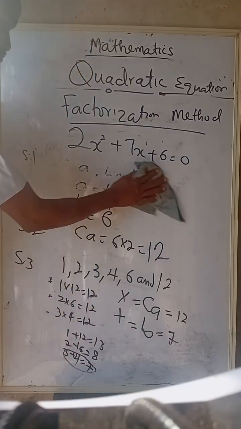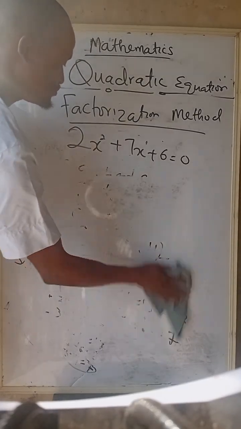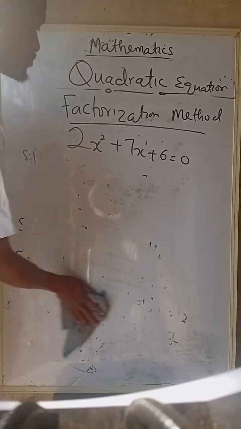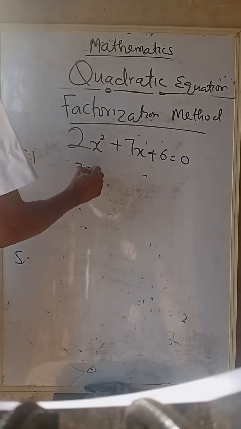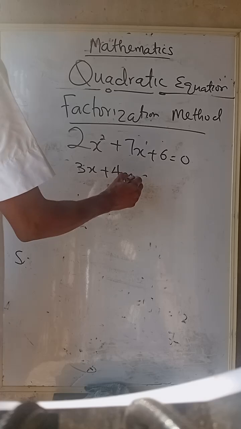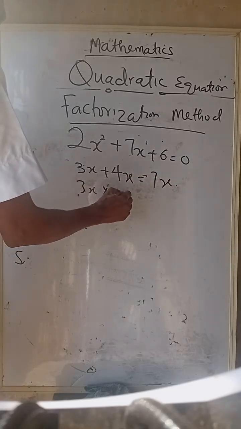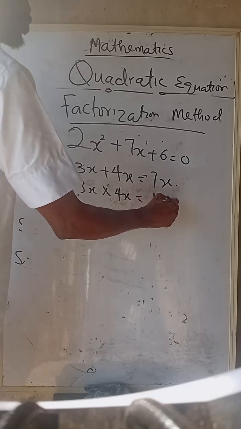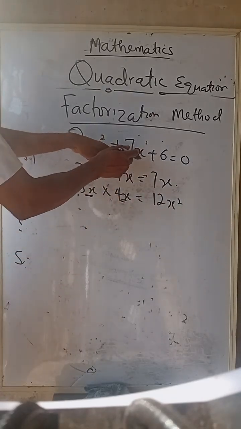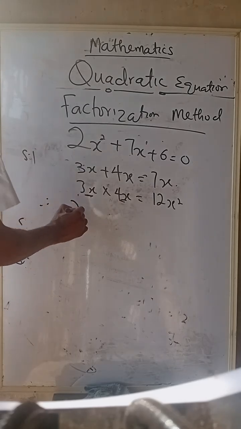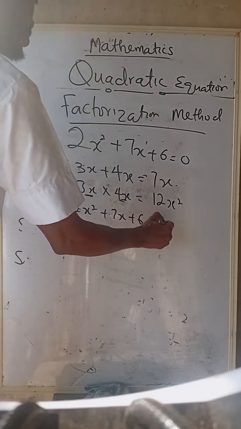After this, after identifying that if I use 3x and 4x, it's going to give me 7x. 3x times 4x is going to give me 12x squared. So I'm going to use these two factors now to replace this 7x. Therefore, I'm going to have 2x squared plus 7x plus 6 equals to 0.